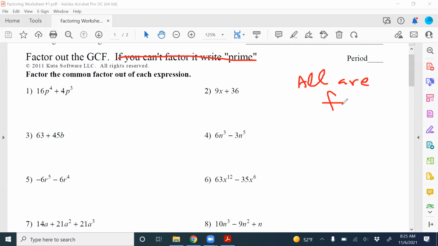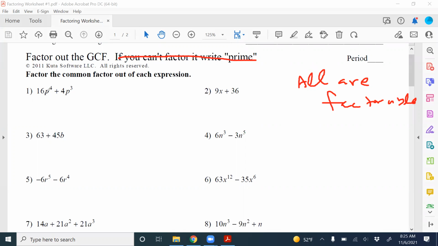All are factorable here. But it is always good to keep in mind that some things are not factorable. We do write prime, but don't worry about that because all these are factorable. So all you're doing is trying to see what each of these terms have in common, and you pull them out.